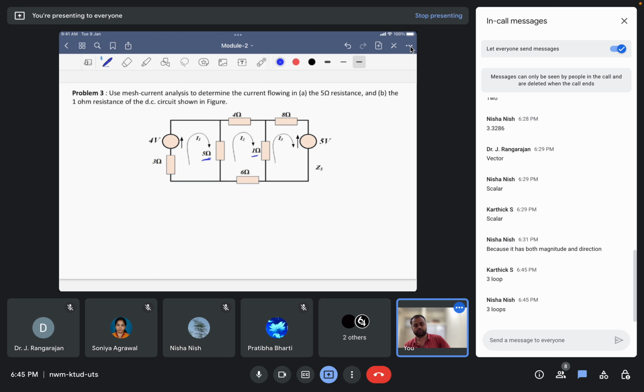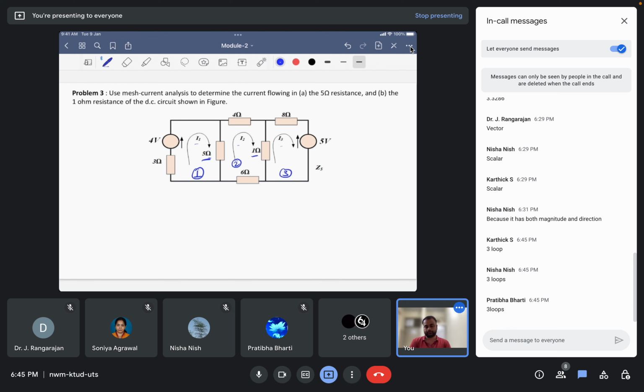There are 3 loops. And for each loop we have already mentioned current I1, I2 and I3. So again we have to write 3 equations. There are 3 unknowns. The unknowns are I1, I2 and I3. So let us solve this problem using mesh current analysis. Okay, so let us write the equations for Kirchhoff's voltage law for loop 1. Let us call this loop 1, this will be loop 2, and this is loop 3.